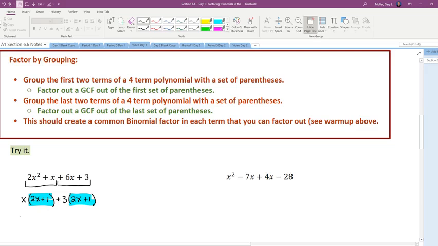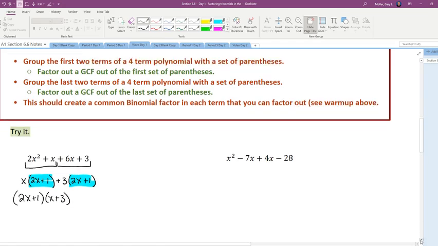And so I can factor that out to the front, leaving me with x plus 3. If we do quick FOIL, we can show that we end up back where we started. All right, so let's do the second one.